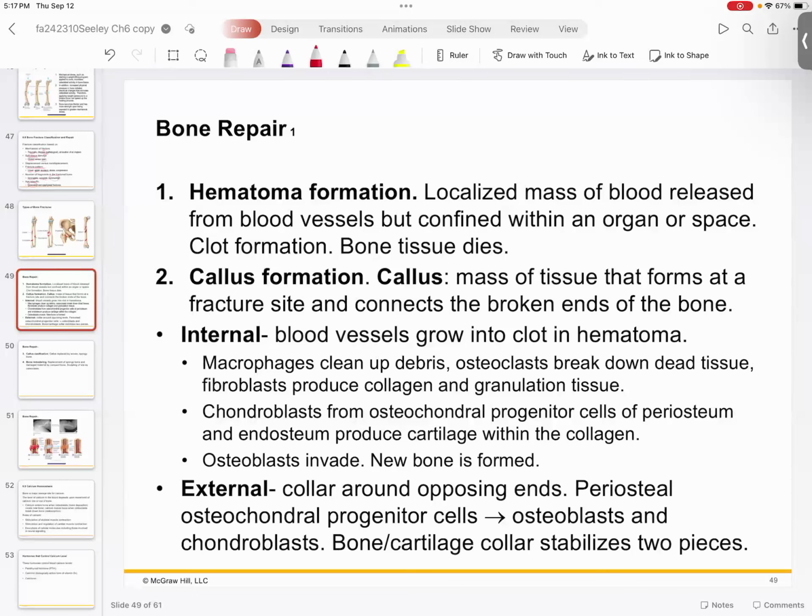So now we want to take a look at bone repair. Okay, so what do you do then? What's the process of actually how your body repairs after a break?